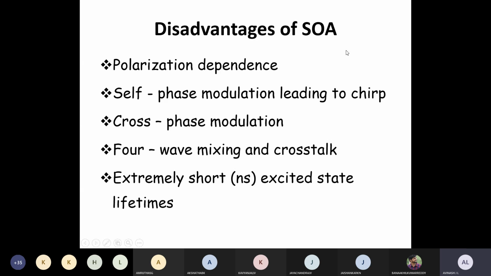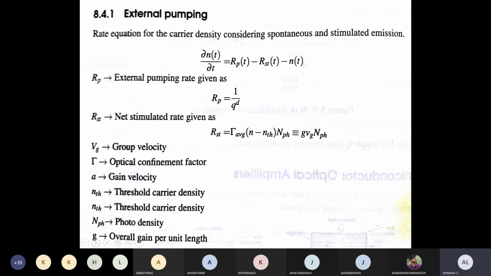So after understanding the disadvantages of the semiconductor optical amplifier, we can go to some of the related equations, that is external pumping. This is the rate equation for the carrier density considering spontaneous and stimulated emission: dN(t)/dt = Rp(t) - Rst(t) - N(t)/τ. What is this Rp? Rp indicates the external pumping rate.